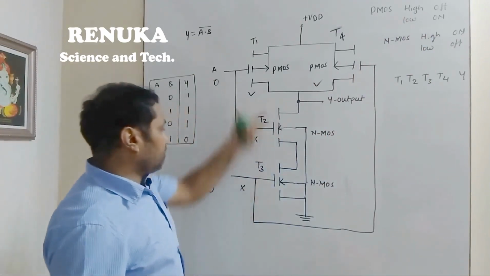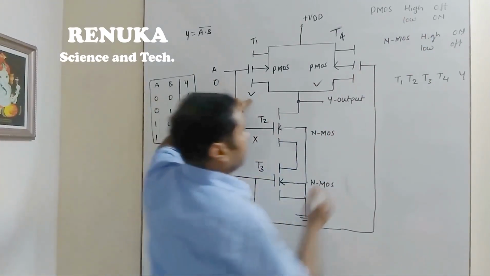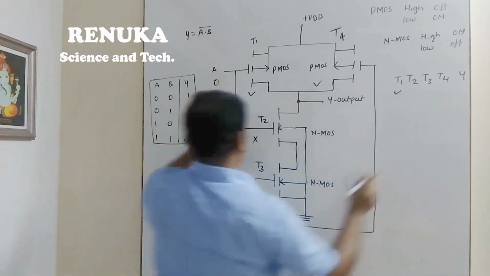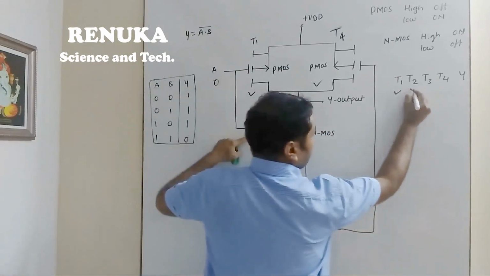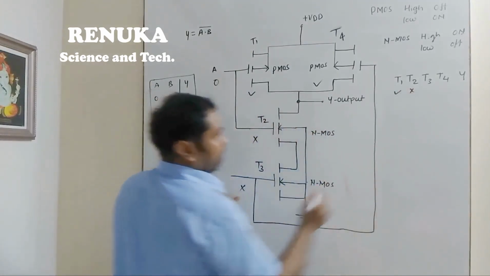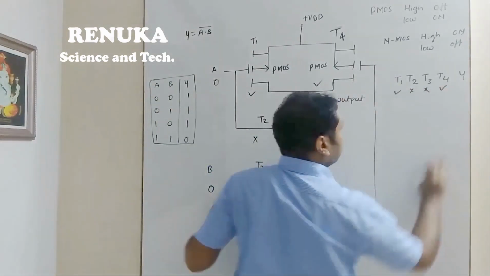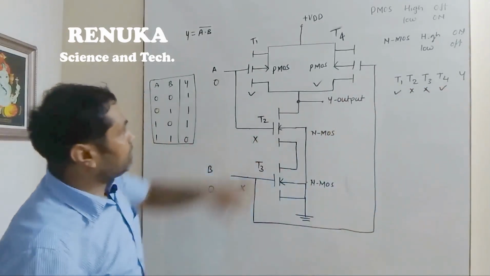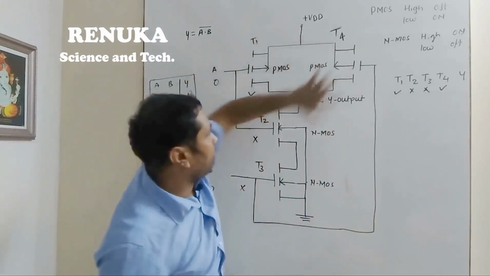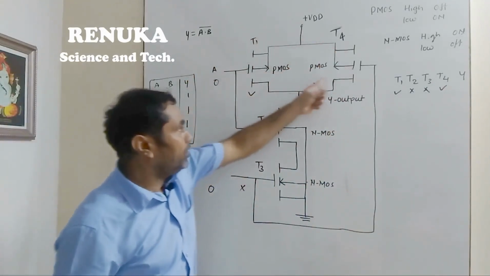So we can summarize this. Transistor T1, it is on. Transistor T2, it is off. Transistor T3 is off. Transistor T4, it is on. Now here you can see that these two switches, they are connected in parallel and both are turning on.